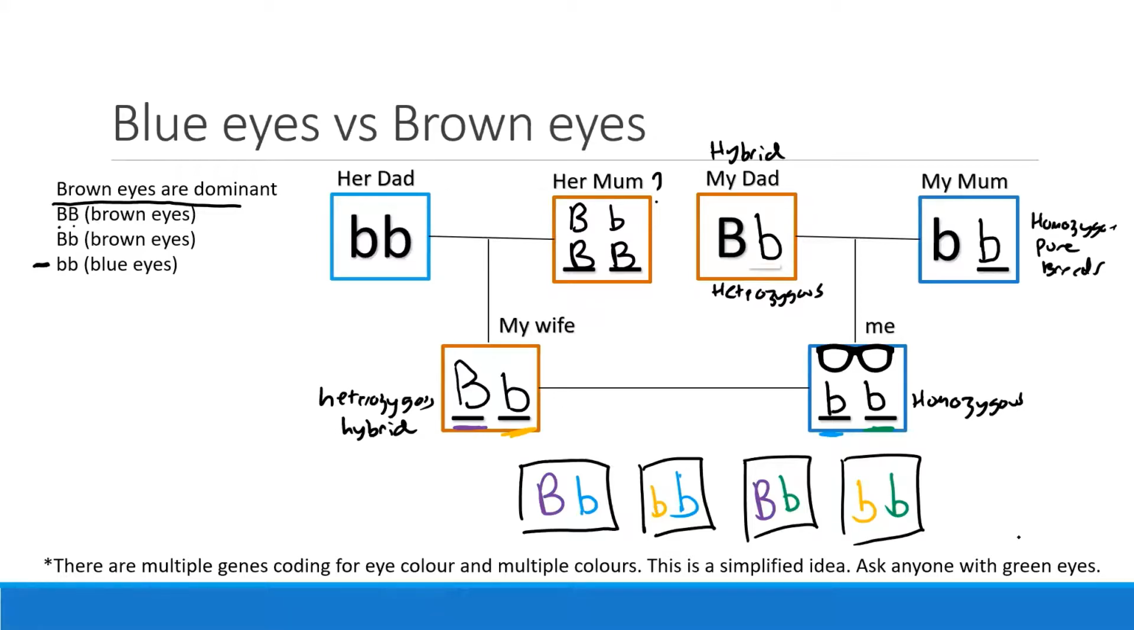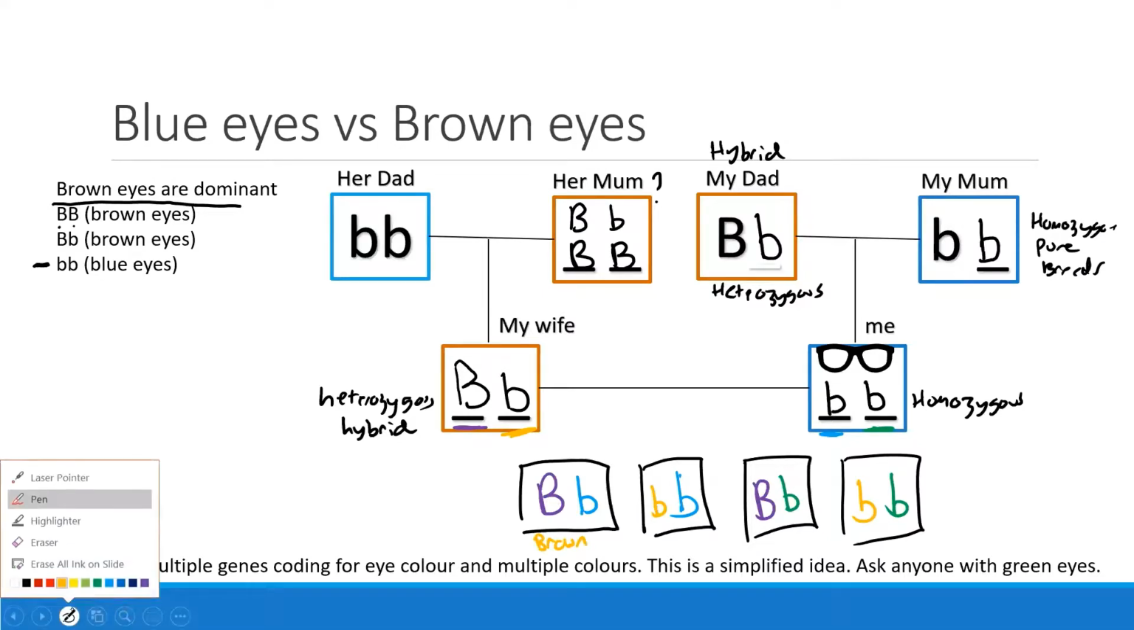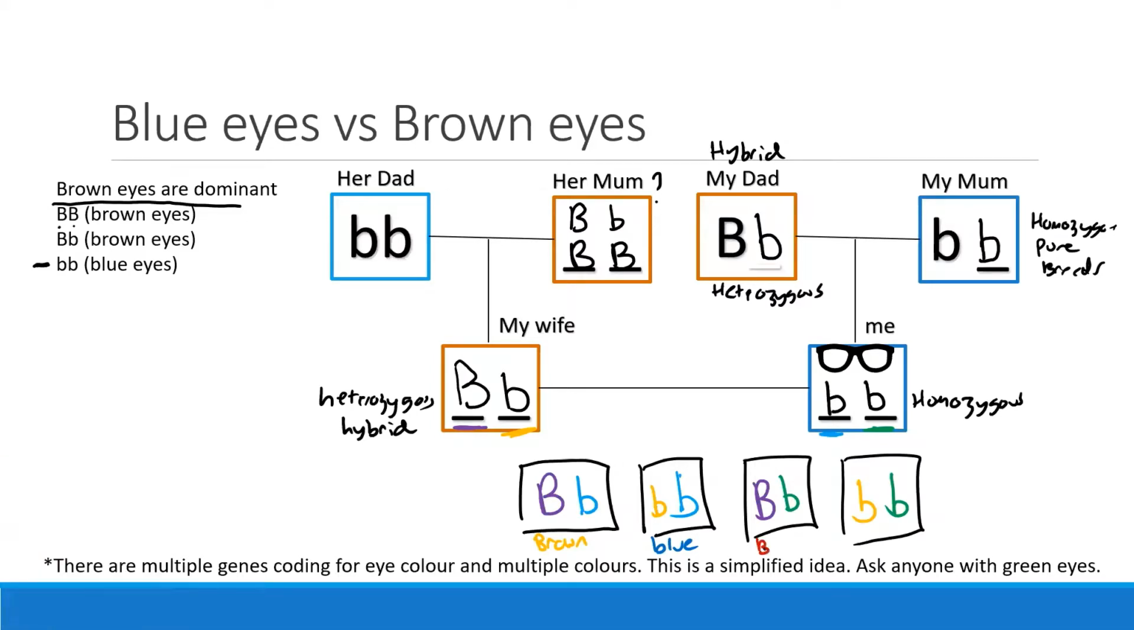Okay? Now, this first one, is this brown or blue? Brown. What about this second one? Blue. What about the third one? Brown. And what about the fourth one? Blue. It's like a void in a pattern. The last one's definitely blue.